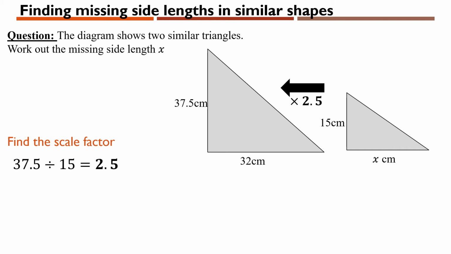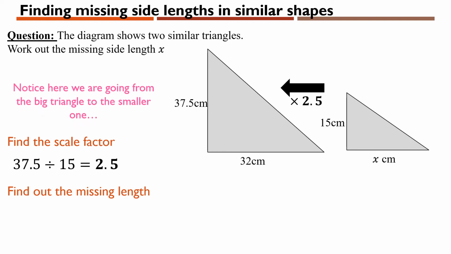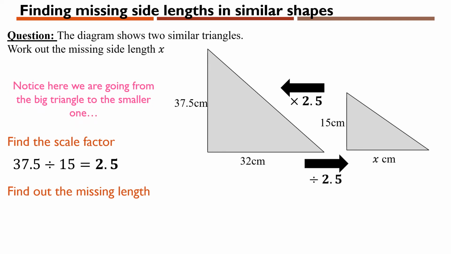Now what we need to remember is that is going that way from the small triangle to the big triangle, okay? Now when we're working out the missing length, we're actually going from the big triangle to the small triangle, which means we're actually dividing by 2.5 to go that way. So I like to draw arrows on the diagram to help me in the exam, but that's up to you. So then I'm going to do 32 divided by 2.5, and that gives me what my side length is, 12.8 centimetres.